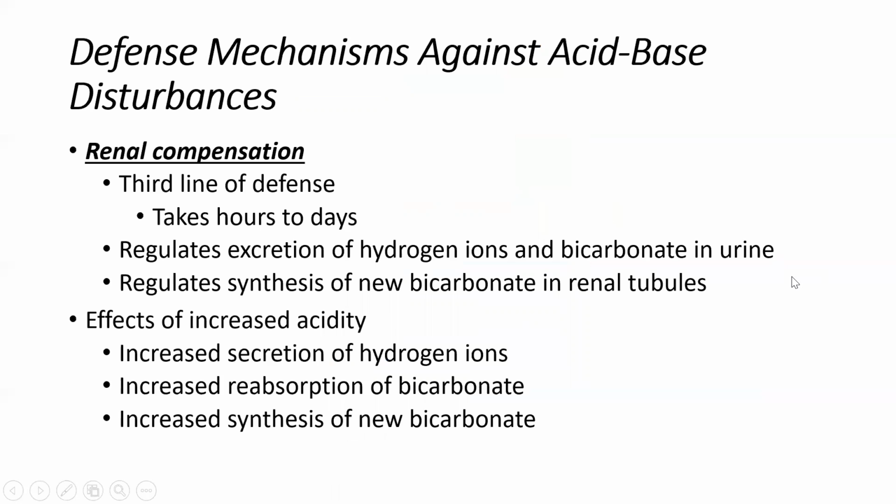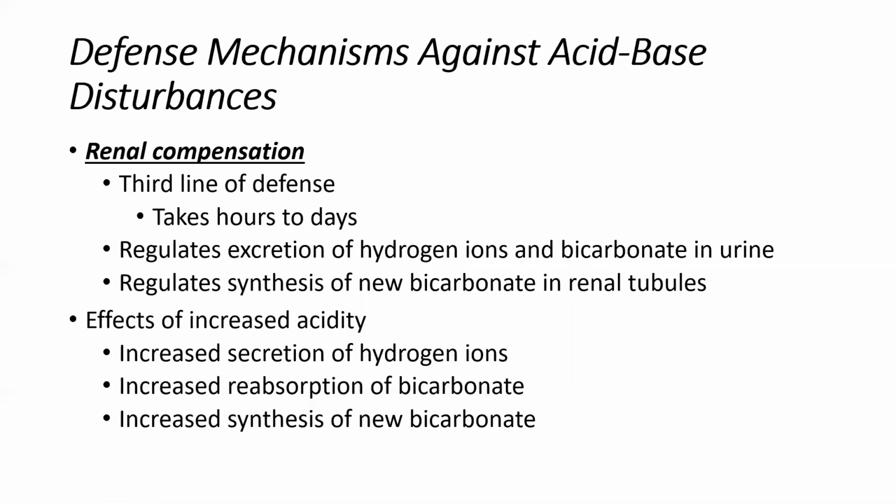All right, so that was the lungs and how they can immediately take effect or have compensation to acid-base disturbances. Let's look at the kidneys and how the kidneys come into play here. So the renal compensation, we said, is more of a third-line defense. It's going to take a longer time to have an effect, probably hours to even days. And the kidneys are going to regulate their rate of excretion of hydrogen ions and bicarbonate into the urine, as well as regulate the synthesis of brand new bicarbonate in the renal tubule.